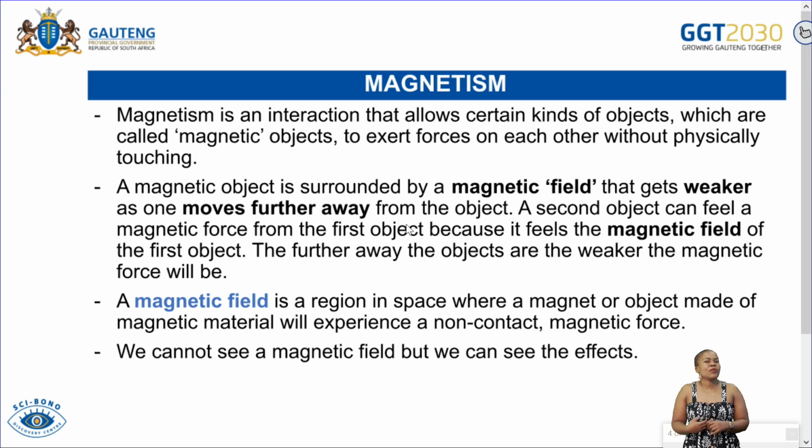Okay, but then it raises a question: what is a magnetic field? A magnetic field is a region in space where a magnet or an object that is made of a magnetic material experiences a non-contact magnetic force. Now, we cannot see this magnetic field, but we can see its effects. So it is important for us to know how they are drawn so that we can best understand their effects.